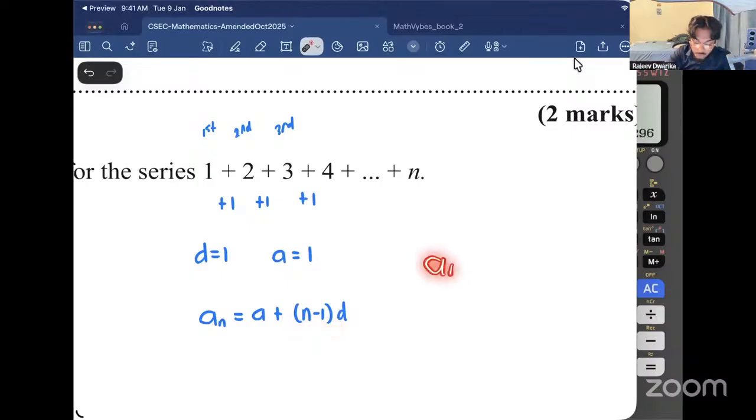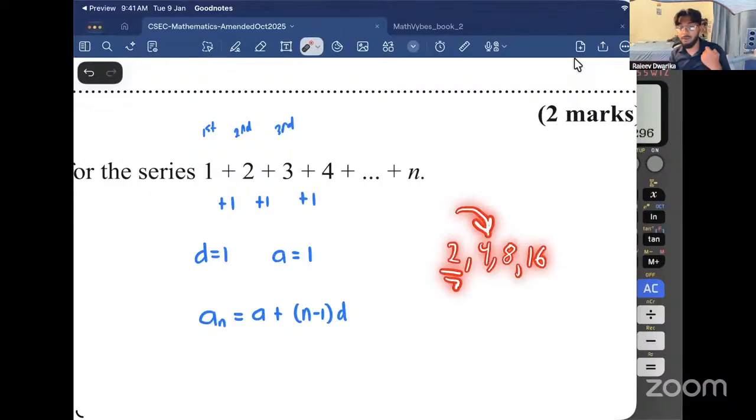And it's also why for GP you have ar to the power n minus 1. Because you start multiplying from the second term to get the second term. Okay, watch. If I have 2, 4, 8, 16, do I multiply the first term by anything? No, sir. No. But to get the second term, you multiply. So you only start multiplying from which term? The second term. Right. Good. So that's why you have ar to the power n minus 1, because you start multiplying from the second term.